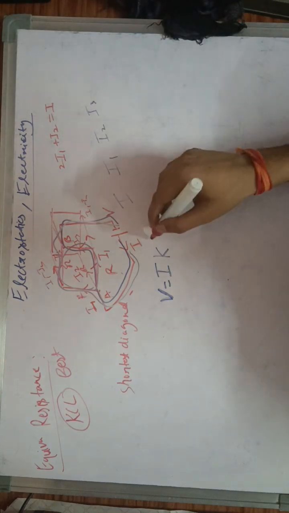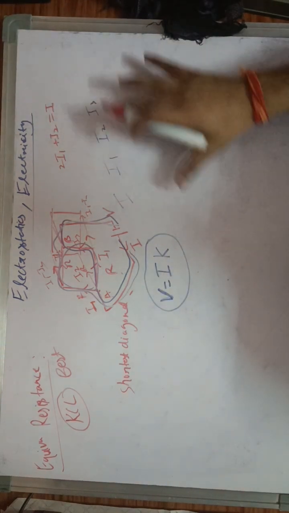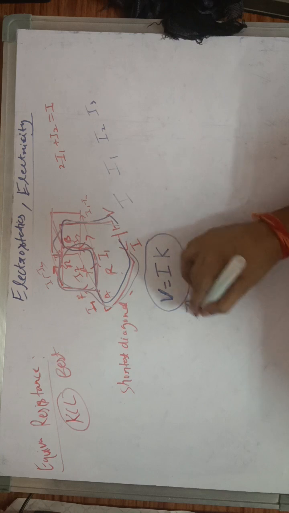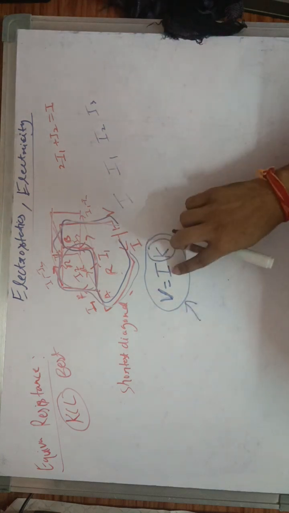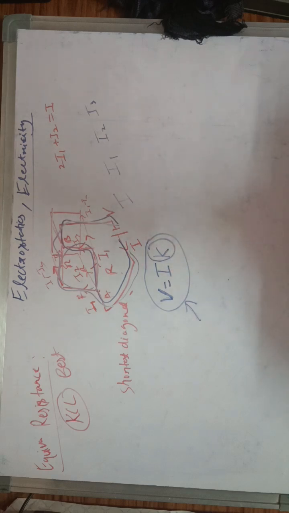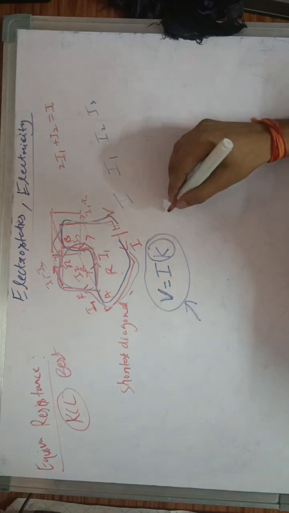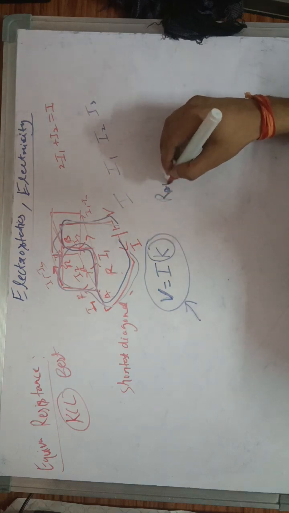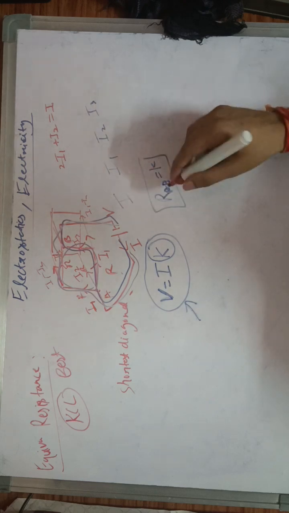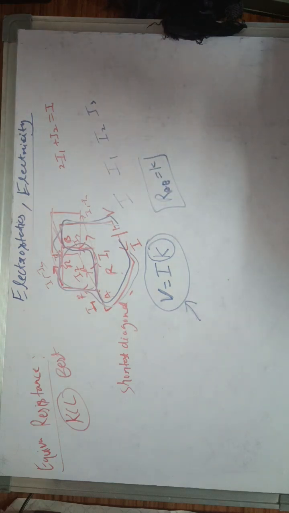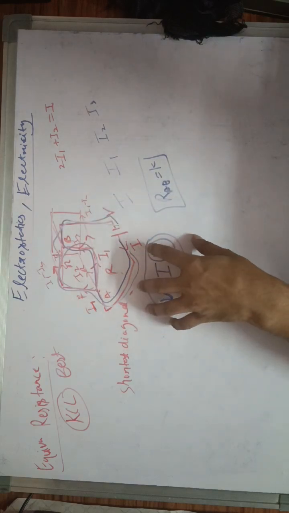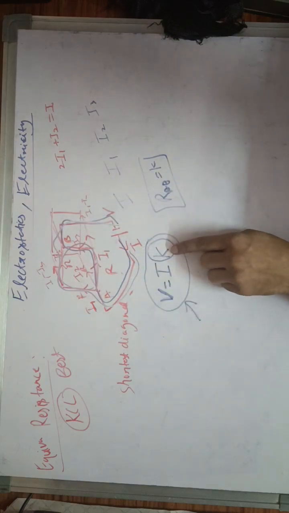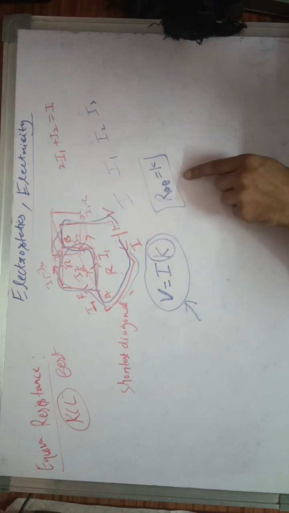If I use all these equations and make an equation in this form, then this constant value, which is the coefficient of current I, the current passing through this battery, would be called R_AB. R_AB is equal to K. This would be called the effective resistance. So this is how we calculate. We have to make this form of equation, and the coefficient K will be called the equivalent resistance.